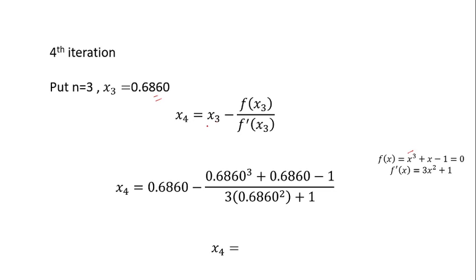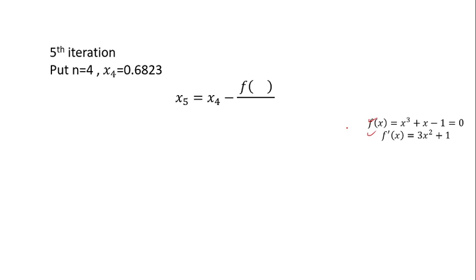I will suggest you stop the video, calculate and then cross-verify the answers. It will give you practice. So x4 is 0.6823. Now we have 0.6823 and 0.6860. Both are different, so we need one more iteration. Again, this is for reference: in the fifth iteration we put n as 4 and x4 as 0.6823. Therefore x5 = x4 − f(x4)/f'(x4).